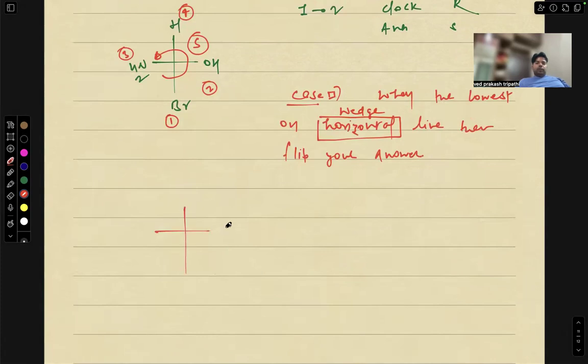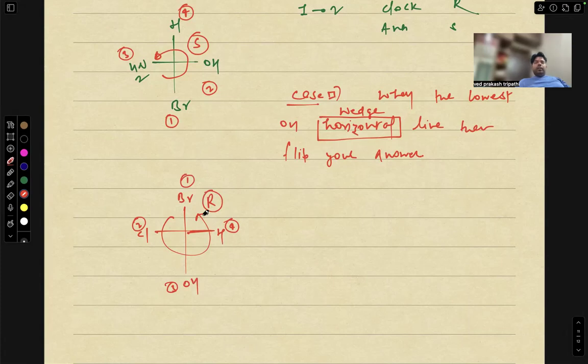For example, hydrogen, bromine, OH, Cl. So bromine 1, chlorine 2, oxygen 3, hydrogen 4, move 1 to 2. This is going anti-clock and we know that anti is S, but the lowest is on horizontal. So flip your answer. So it would be R. So this is the rule for Fischer projection. And I think it's good enough for R and S.